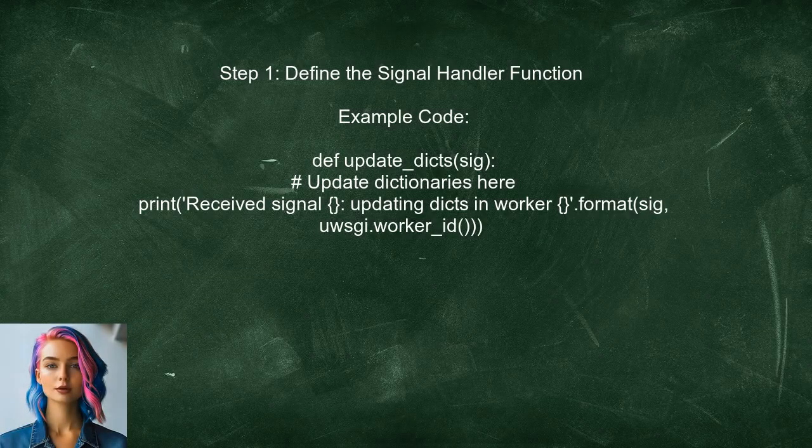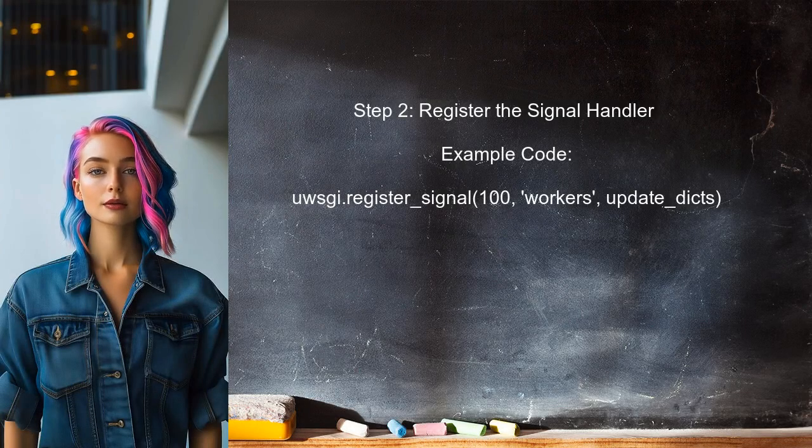To address the issue of signals not reaching all workers, the user should first ensure that the signal handler function is correctly defined. This function will be responsible for updating the in-memory dictionaries across all workers. Next, the user needs to register this function as a signal handler for all workers. This is done by using the register signal method with the target set to workers.